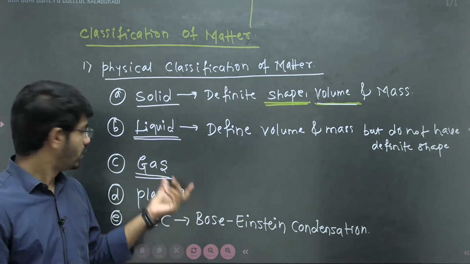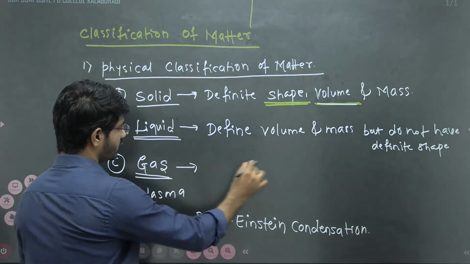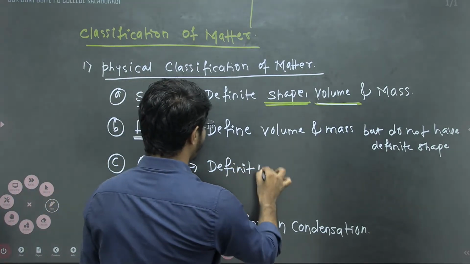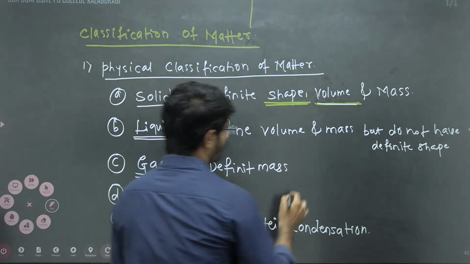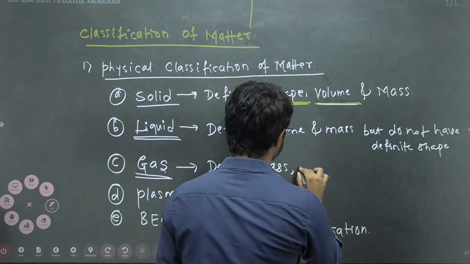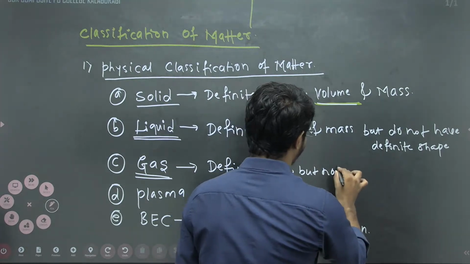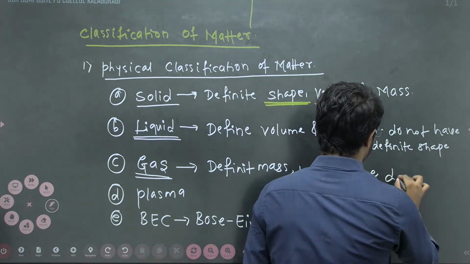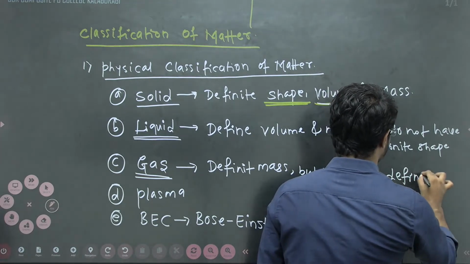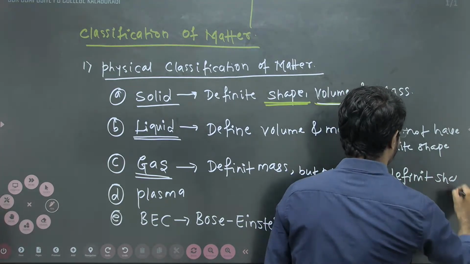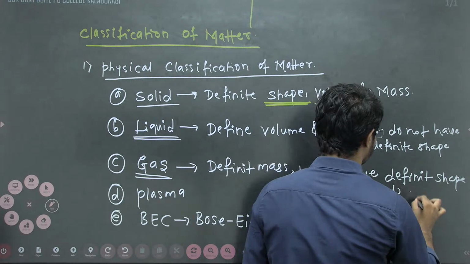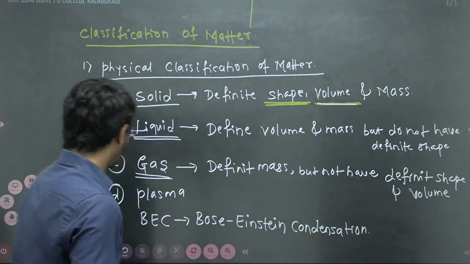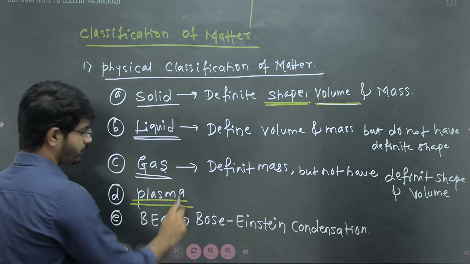Clear? So coming to this, gas has a definite mass, but does not have definite shape and volume.